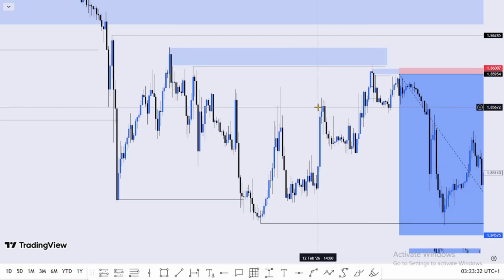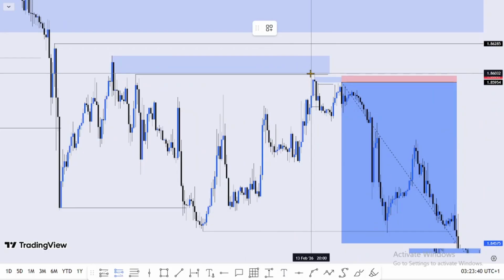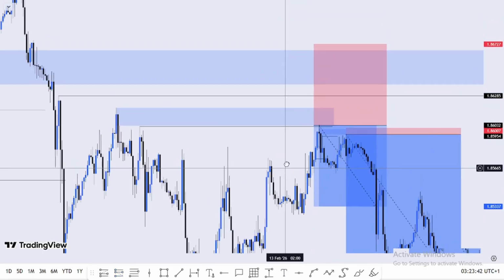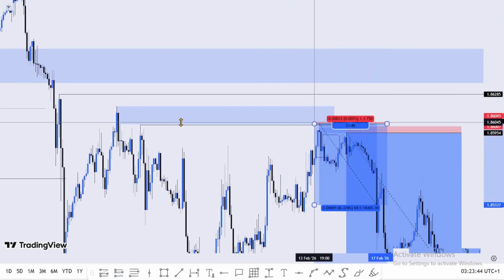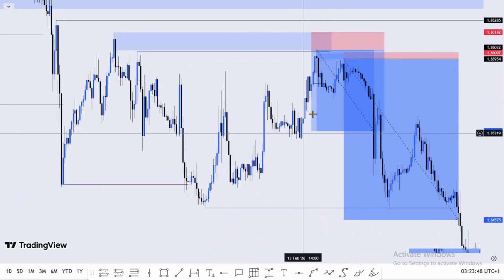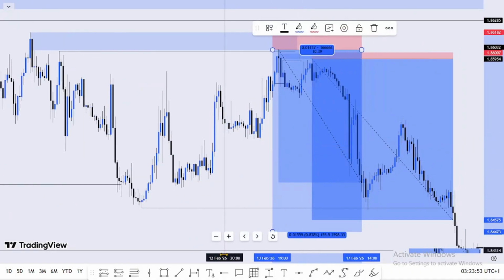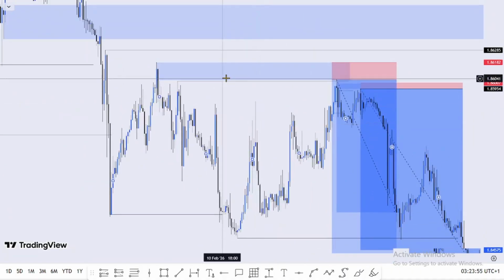Now pay attention to this. After I marked my zone at this point, I would have just taken my first entry at this point, and this is actually a nice setup. I would have taken it and not started looking for a lower, more refined entry. The main reason why I didn't take it is because I didn't trust this zone actually.